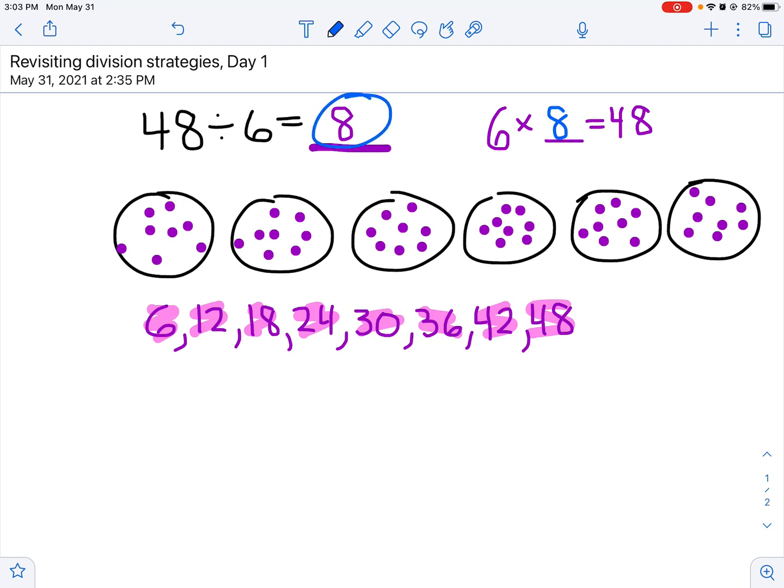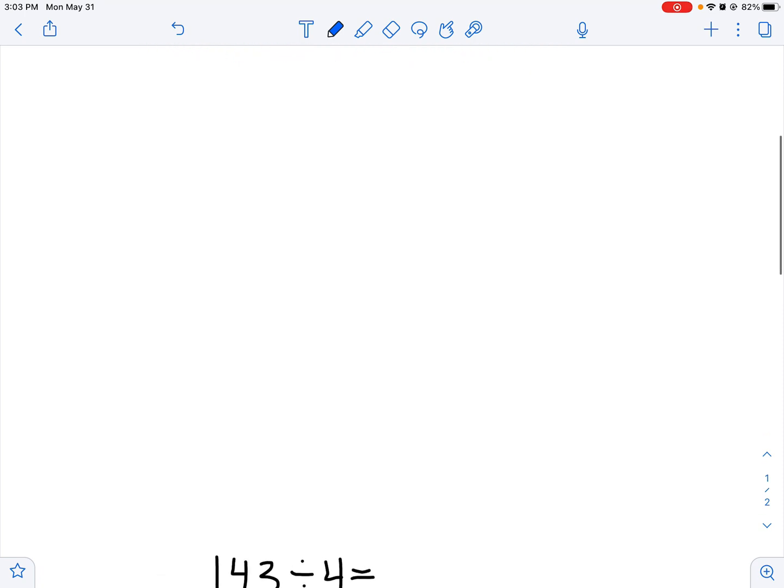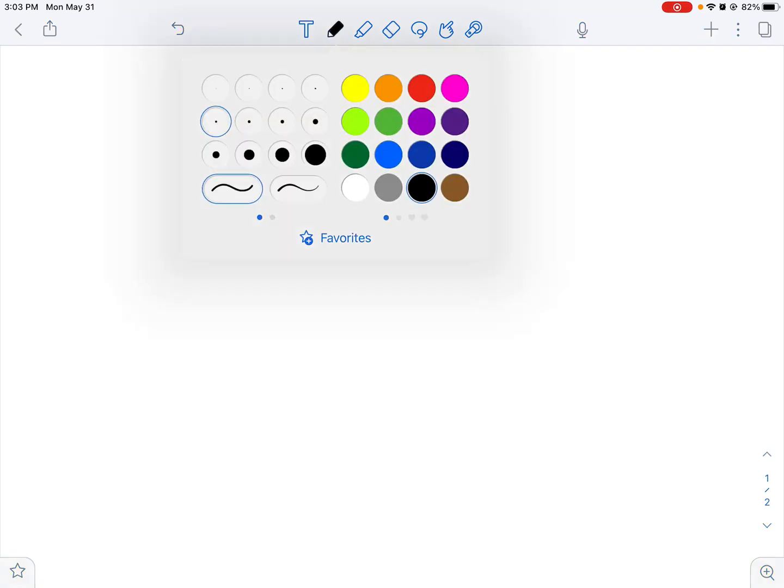So those are the 2 main strategies we talked about in 3rd grade this year for dividing: either making those equal groups or using skip counting strategies, using what you know about multiplication. 4th graders, we went on to something a little bit more challenging, and we did multi-digit division. So we had something like 256 divided by 4.